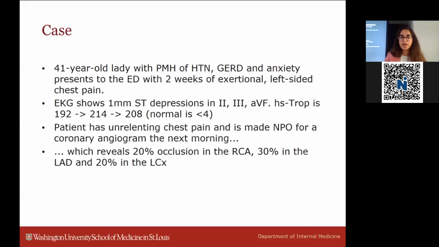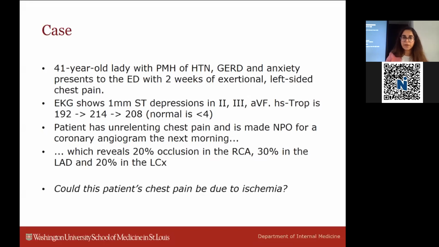This patient continues to have unrelenting chest pain. She's made NPO for a coronary angiogram, which we all know as a gold standard of cardiac testing as far as ischemia goes. This is done the next morning, and it reveals a 20% occlusion in her RCA, a 30% occlusion in the LAD, and 20% occlusion in the left circumflex. To those of us who may not recall, this is likely a non-obstructive coronary artery disease pattern. This is not a very concerning coronary angiogram. The question, though, that I want you all to think about is, despite this angiogram, can this patient's chest pain still be due to ischemia?